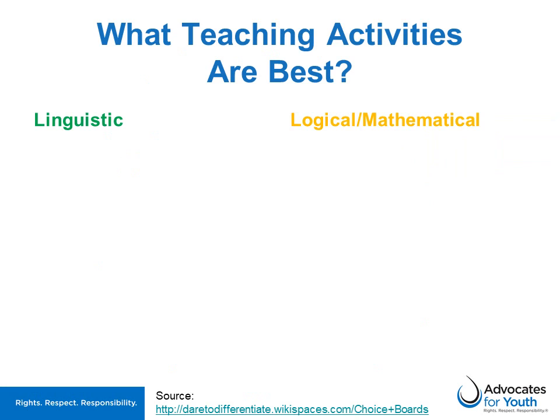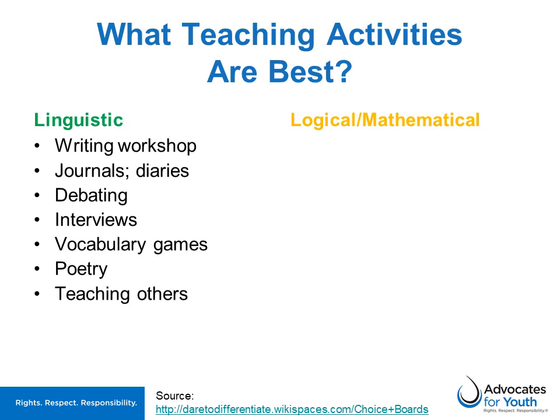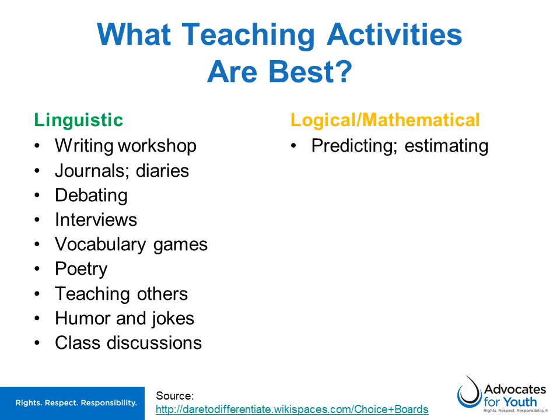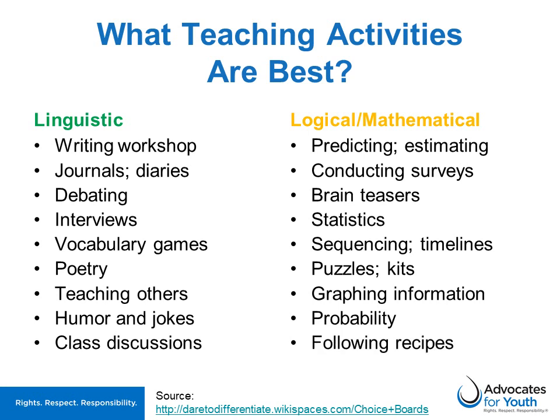For those two types of intelligences, here are some different kinds of teaching strategies that may be most helpful. I'll just click through these rather quickly, but you'll see in the linguistic intelligence, there's a lot of writing, there's a lot of language in terms of interview, poetry, humor, teaching others, and obviously class discussions. We know on the logical mathematical side, a lot of the typical kinds of things you would imagine: statistics, sequencing, puzzles, timelines, following recipes, those kinds of things.